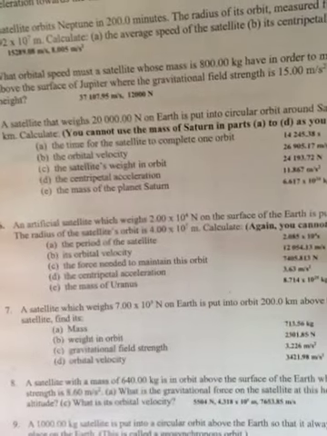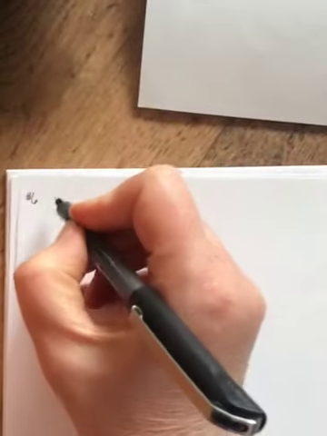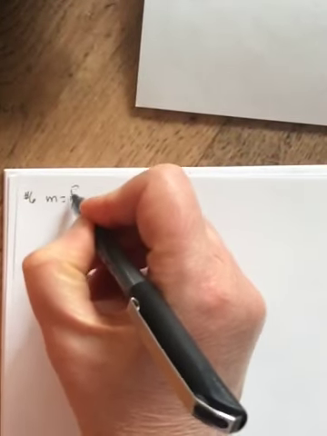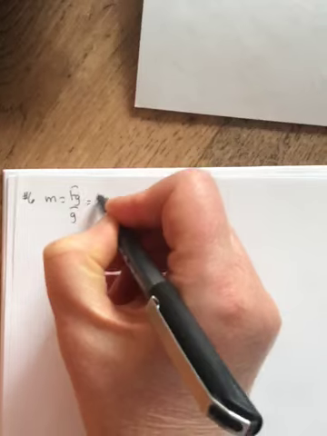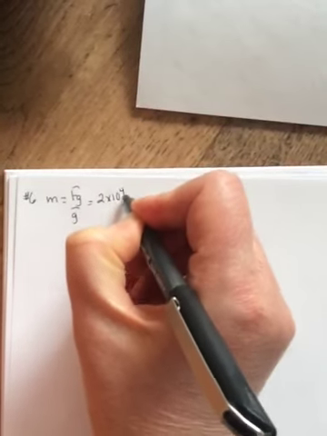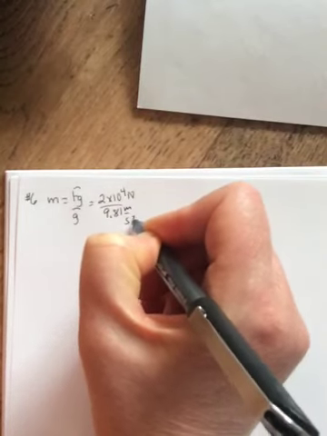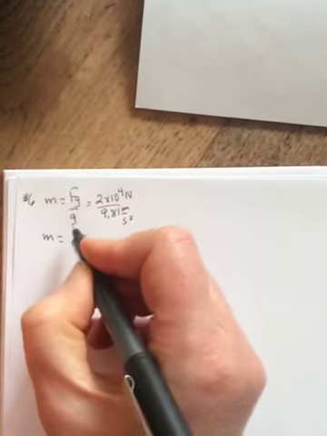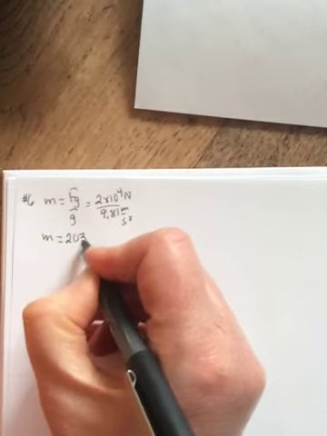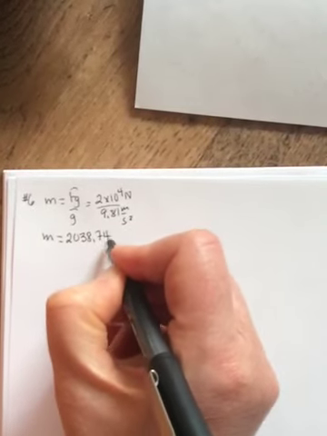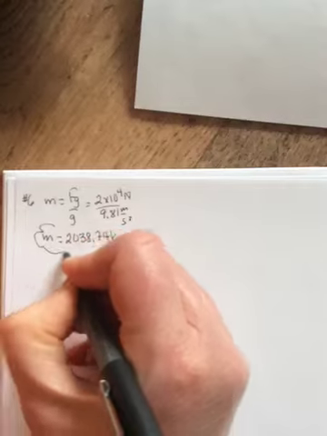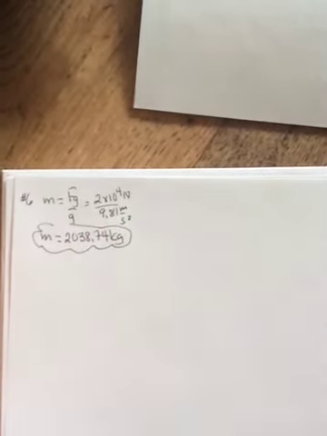Okay, number 6 on this sheet, universal gravitation questions. It says an artificial satellite which weighs 2 times 10 to the 4th newtons. So with that we can get our mass. Our mass is Fg over g, so 2 times 10 to the 4th newtons over 9.81 meters per second squared. So our mass becomes 2038.74 kilograms.